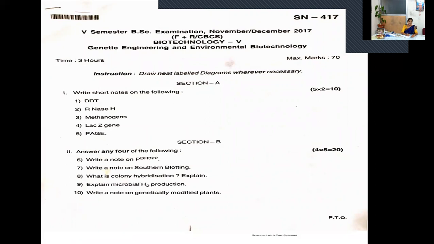Okay, write short notes on the following. First question DDT, then second question RNase H, then third question methanogens, fourth question lac Z gene, fifth question PAGE. Okay, then section B, write any four of the following. Write a note on pBR322, write a note on Southern blotting.